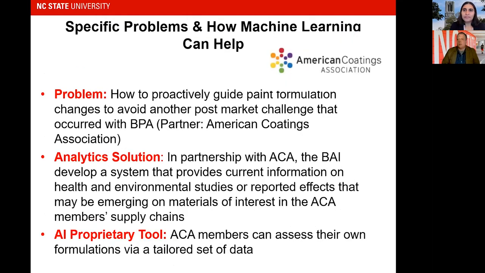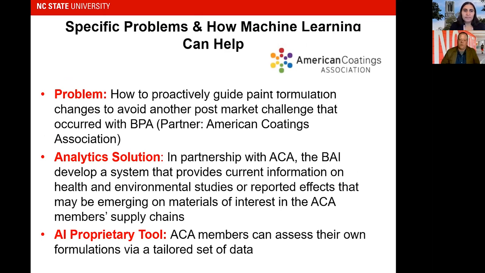There we go. It's with the American Coatings Association. The American Coatings Association essentially works with all the paint companies in the United States. What they were interested in is, do any of the chemicals that our companies are using have potential issues that we would like to know about with regards to health or the environment or anything like that that we're not already aware about?